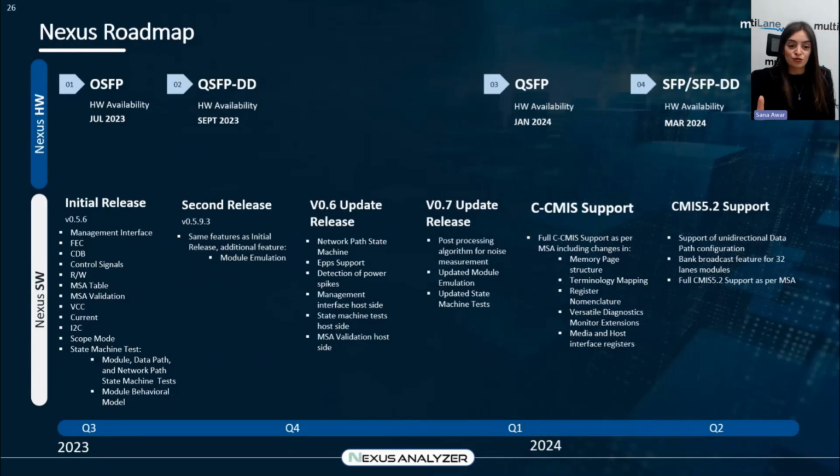This is the Nexus roadmap in front of you. So this is just to say that Nexus currently supports CMIS 5, which is what I based the screen recordings upon, but we are also preparing for the release of coherent CMIS support. This should be available after OFC, and we have a few cool demos with the Ethernet Alliance showing our coherent CMIS support. And then we are also prepping for the CMIS 5.2 support coming out soon.